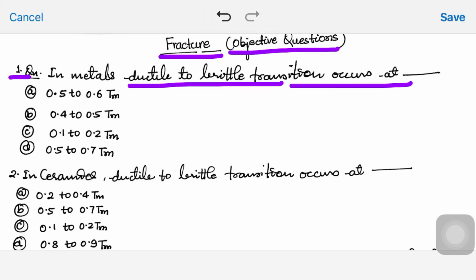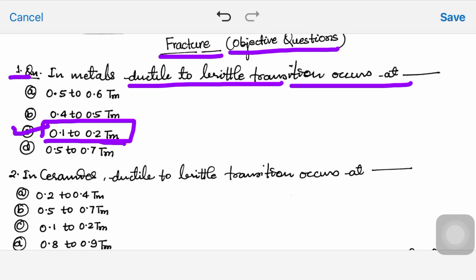So basically in the metal it is around 0.1 to 0.2 of its melting point, but remember this melting point or melting temperature must be in Kelvin scale. So this is the correct option, that is the C option, in which the metal can undergo ductile to brittle transition in the temperature range of 0.1 to 0.2.